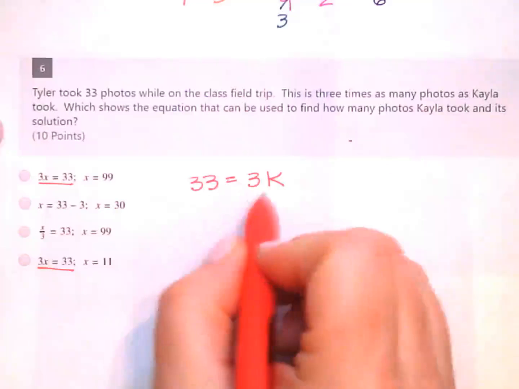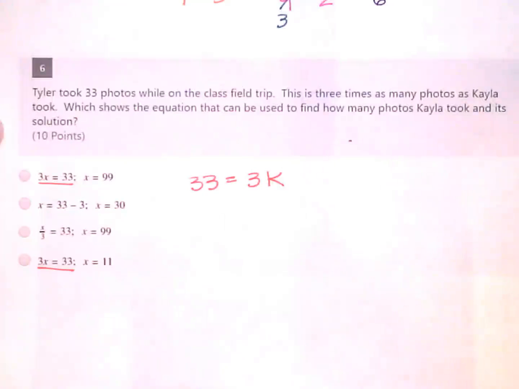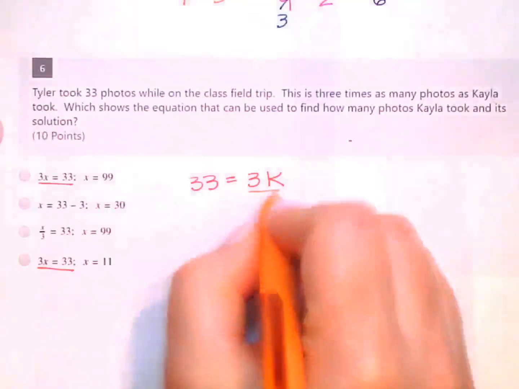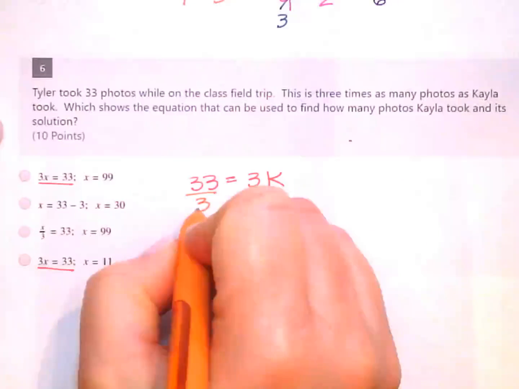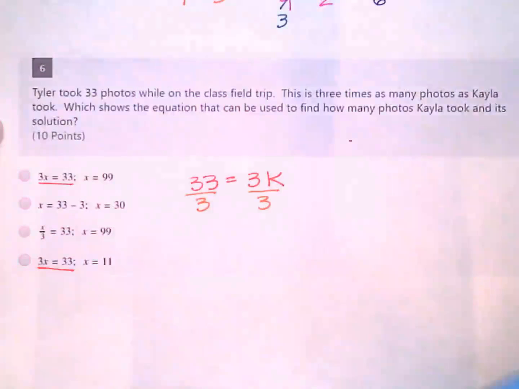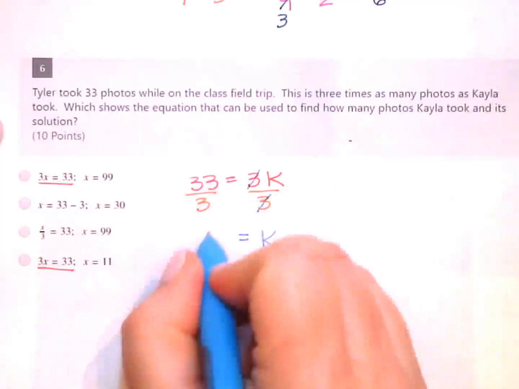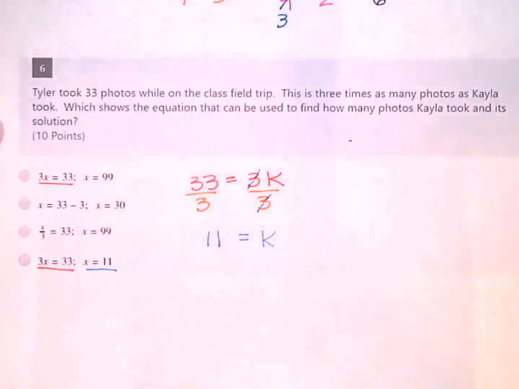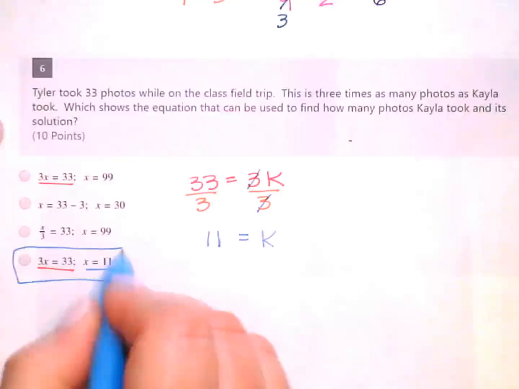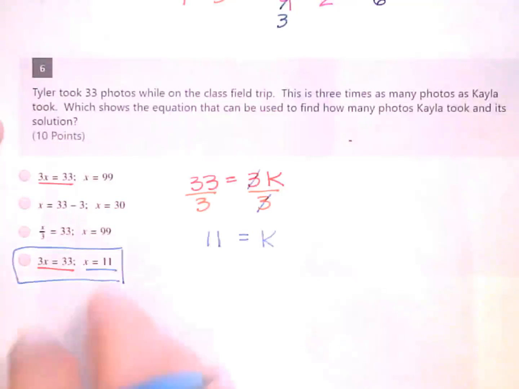So what's happening to k? It's being multiplied by 3. To solve the equation, I'm going to divide by 3 on both sides. When I do that, I get k over here, because these 3s divide out, and it equals 11. Since this one said that k equals 11, this is the correct answer choice. And again, your answer choices may have been in a different order, because that's how they were designed.